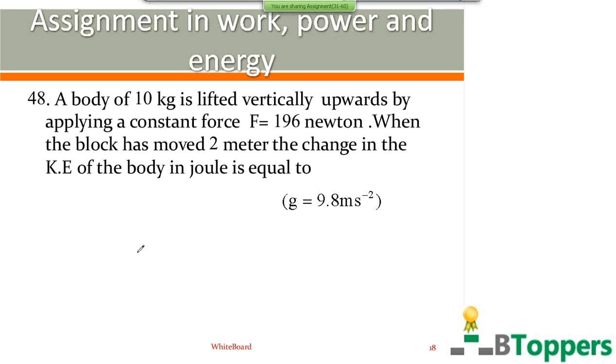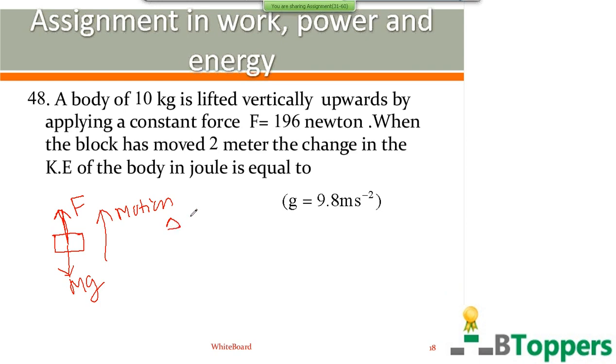Then you see the question number 48. Body of mass 10 kg is lifted vertically upwards by applying a constant force F equal to 196 newtons. When the block has moved 2 meters, the change in the kinetic energy of the body is equal to, you have to take g equal to 9.8 meter per second square. So here only two forces act on the block. One is the constant force applied on the block, which acts in the direction of the motion of the block, the vertical upward direction. The weight mg of the block acts vertically downwards.